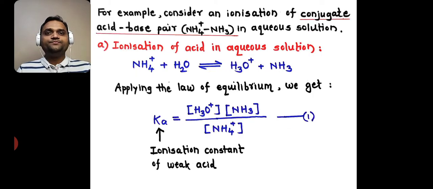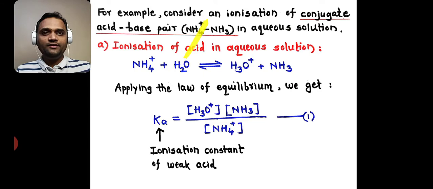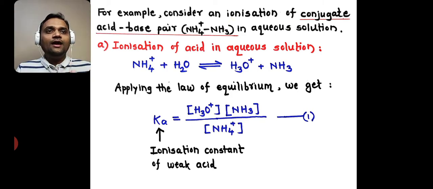For that we have to consider an example in which the ionization of the conjugate acid base pair, that is NH4 plus and NH3, in aqueous solution is considered. So NH4 plus is our conjugate acid, NH3 is our base. Now we have to consider the ionization of this conjugate acid base pair in aqueous solution. Initially we will consider the ionization of acid in aqueous solution.